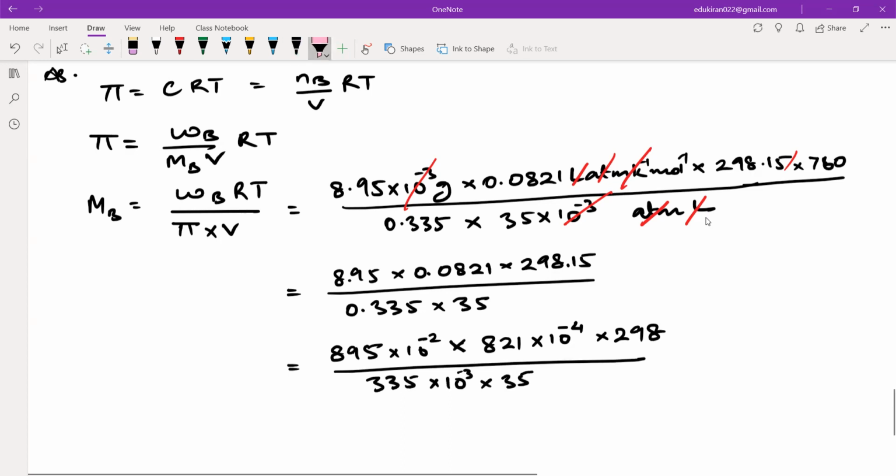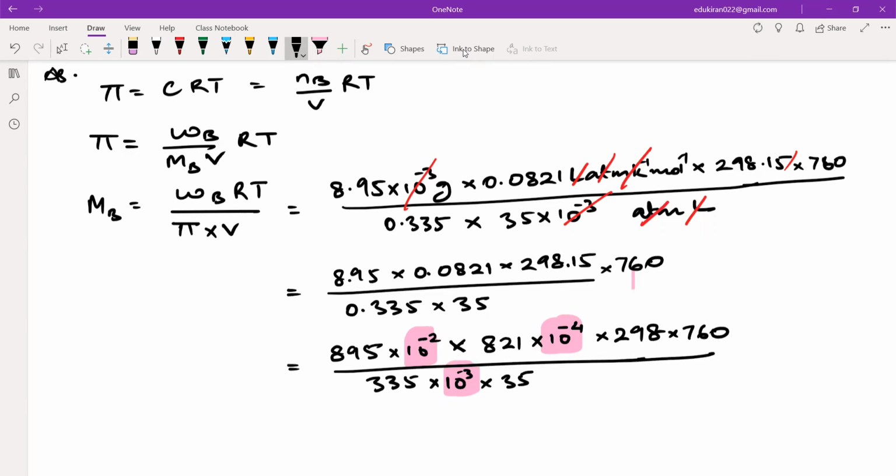Did everyone understand all these things, or not? Yes or no? Please tell me. You missed 760. Yes, I missed multiplying by 760. Sorry. 760 will be there.